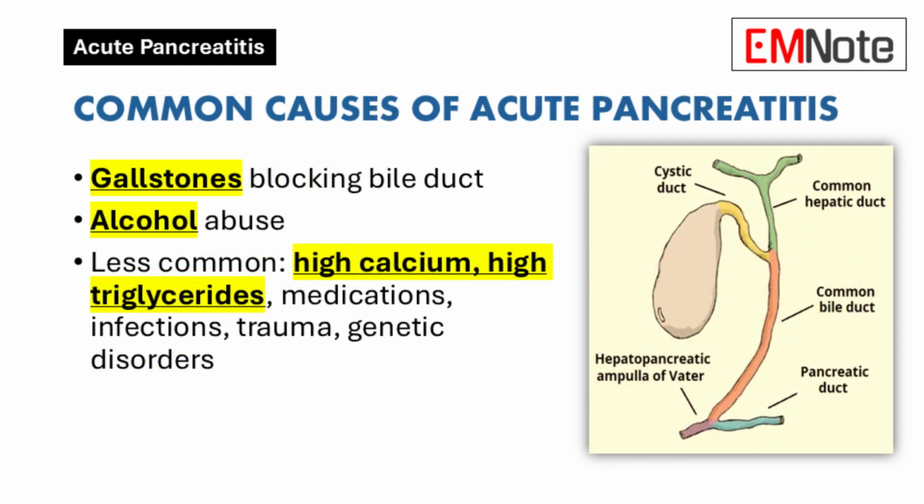The most common causes of acute pancreatitis include gallstones, alcohol abuse, and other less frequent conditions. Gallstones are small, hardened deposits that can block the bile duct, causing a backup of digestive enzymes and triggering pancreatitis. Chronic and heavy alcohol use is another major risk factor for developing acute pancreatitis.